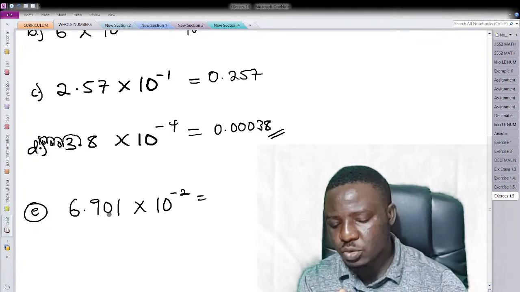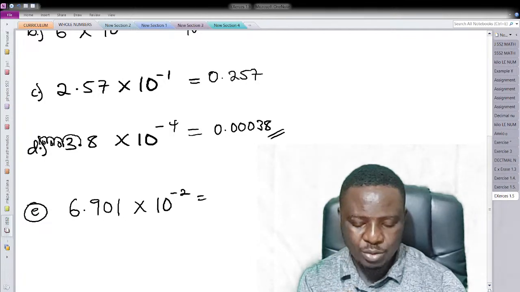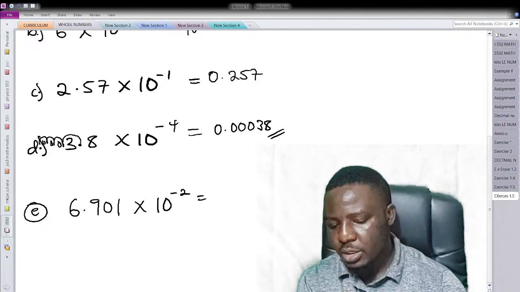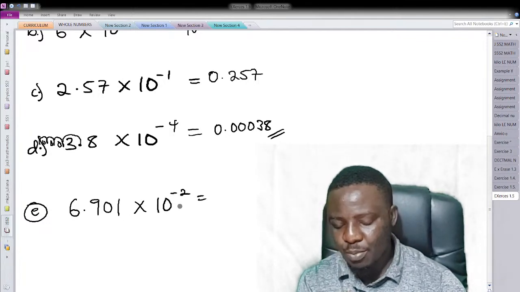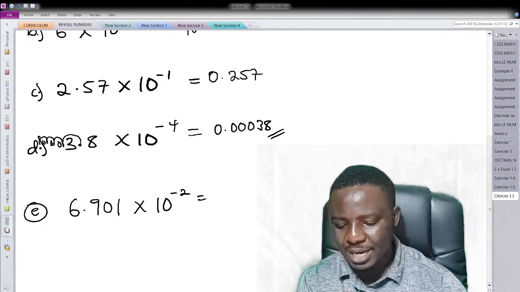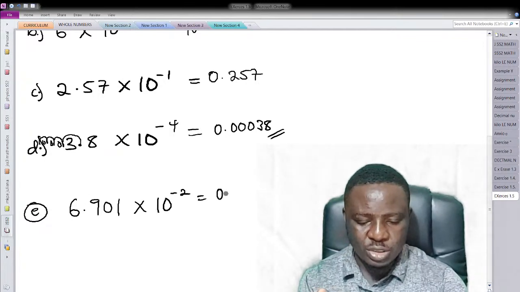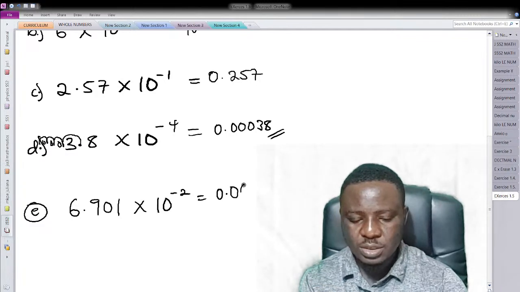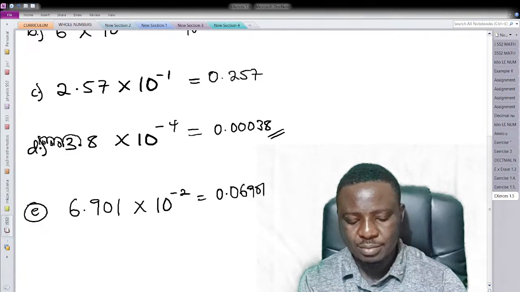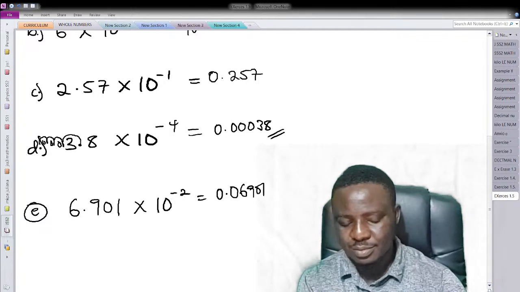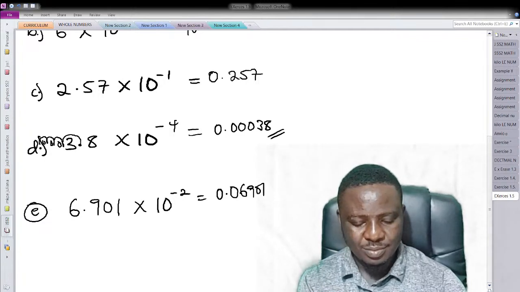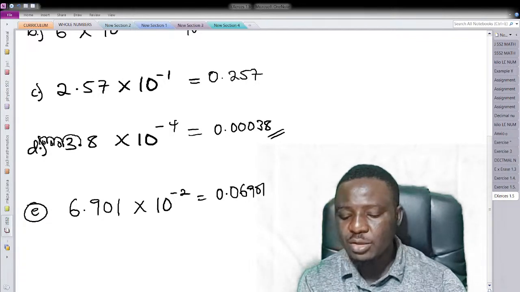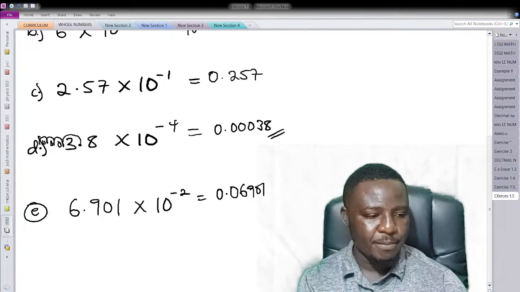So E is 6.901 times 10 raised to the power of -2. Okay, so I'm going to move the decimal point how many times? 2 times to my left, and this becomes 0.06901. Is this what you got? No, sir. I forgot to add the 0. Okay, so you have to include them, okay? Yes. All right.